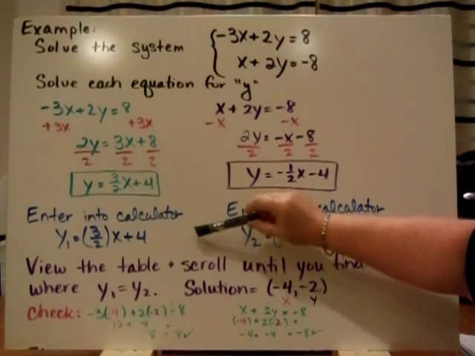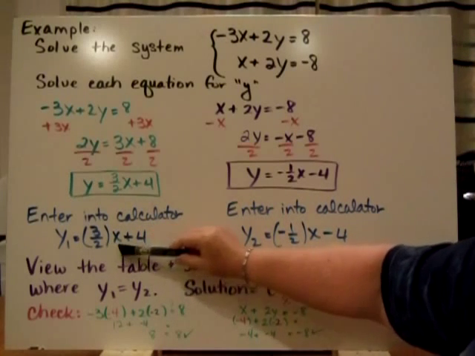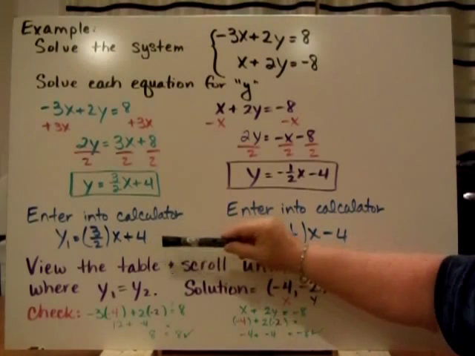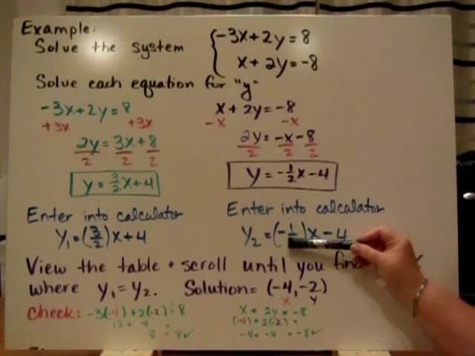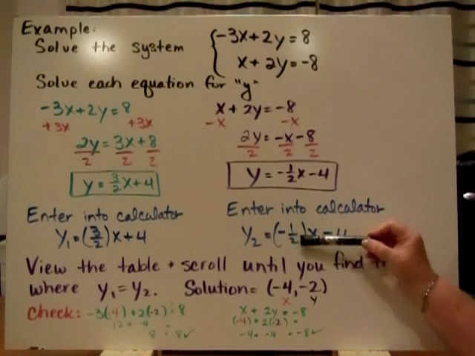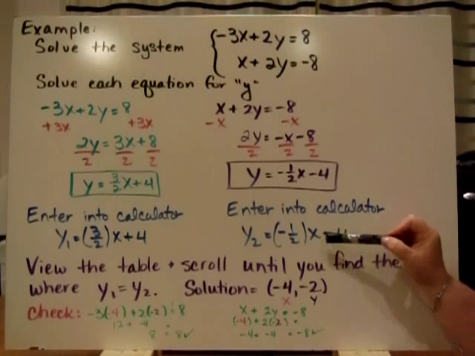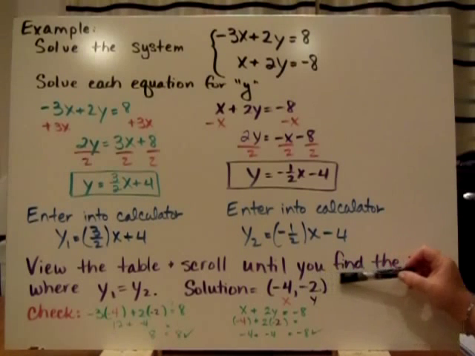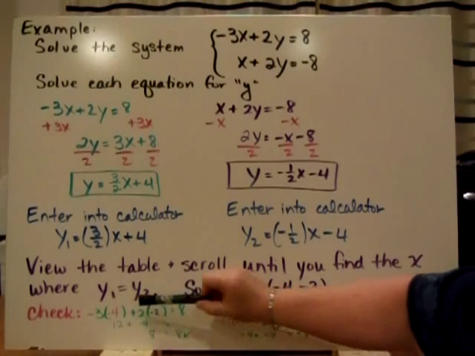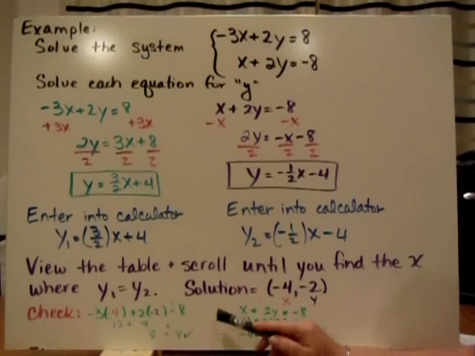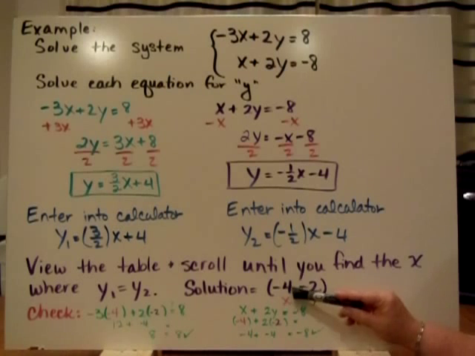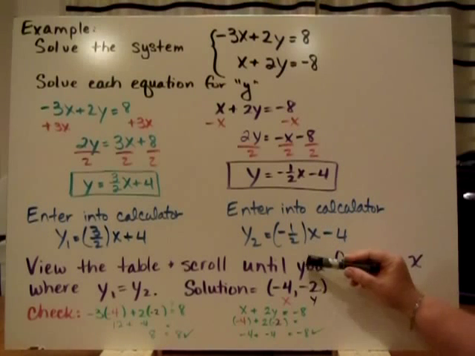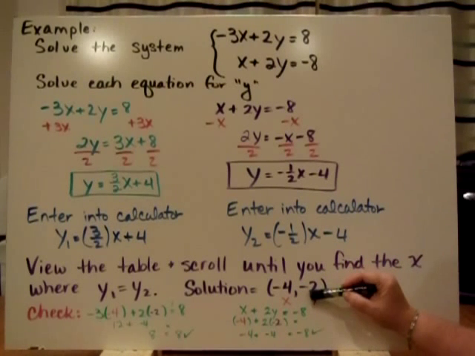We're going to use our y equals button on the calculator, and for our y sub 1 we're going to put in our 3/2, put that in parentheses, x plus 4, and for the y sub 2, putting your fraction in parentheses, we're going to put a negative 1/2 x minus 4. And then we're going to go to the table button and view the table, and scroll down through the values until we find the x where y1 equals y2. And we see that that happens at x is negative 4, y1 and y2 are both negative 2. So the solution to this system is the ordered pair negative 4, negative 2.